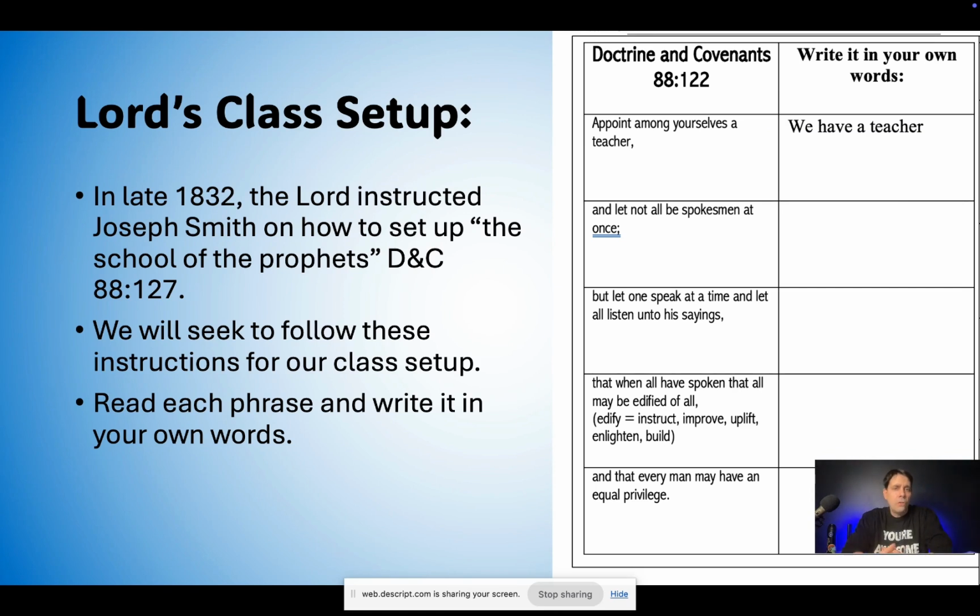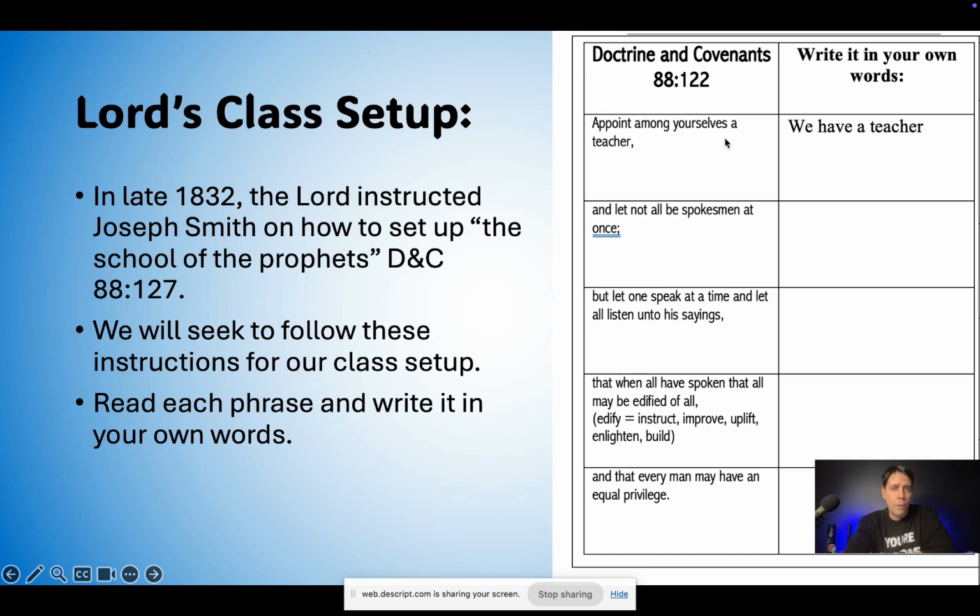In late 1832, the Lord instructed Joseph Smith on how to set up the School of the Prophets in D&C 88:127. We will seek to follow these instructions for our class setup. Read each phrase and write it in your own words. I always model this, so I pull up the screen and model on a whiteboard. If you don't have a whiteboard, you can show them your study page. It's helpful if your study page is already filled out so you can show students what you're looking for.